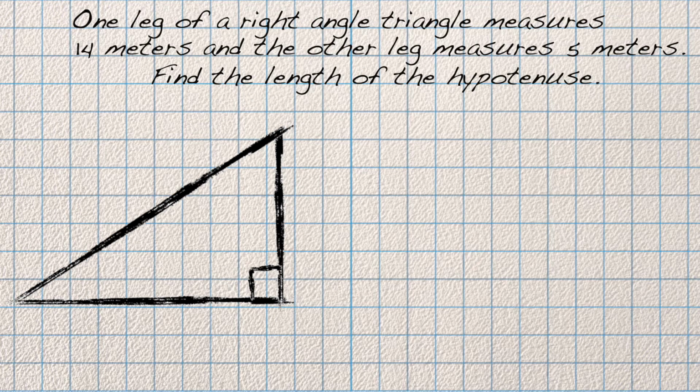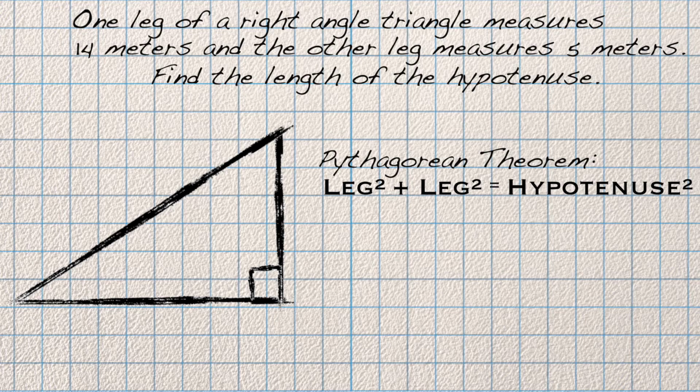Here's our right-angled triangle. One leg of the triangle is 14 meters. The other leg of the triangle is 5 meters. Find the length of the hypotenuse. Just like before, let's apply the Pythagorean Theorem. Remember that the Pythagorean Theorem says that the area of the square whose side is the hypotenuse is equal to the sum of the area of the other two squares.